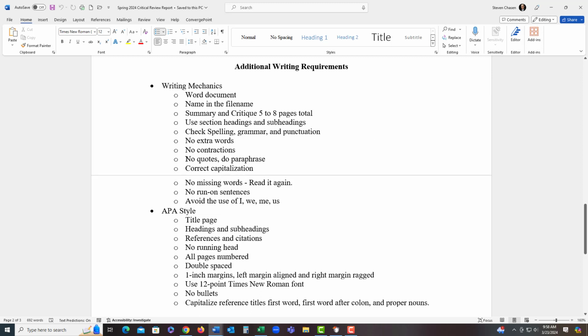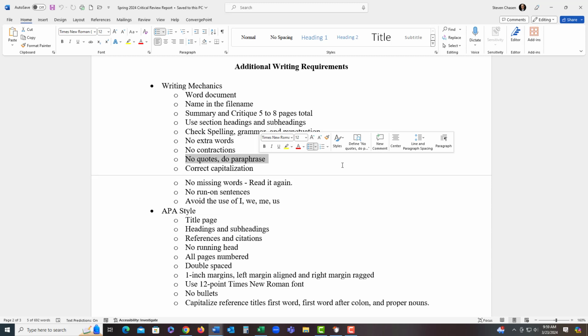And this is extremely important. Do not use any quotes. This is a non-quote article. And in the past, students who did quote, a lot of times what they did, they would just quote and leave it there. In future papers, if you use a quote, you must explain the quote.